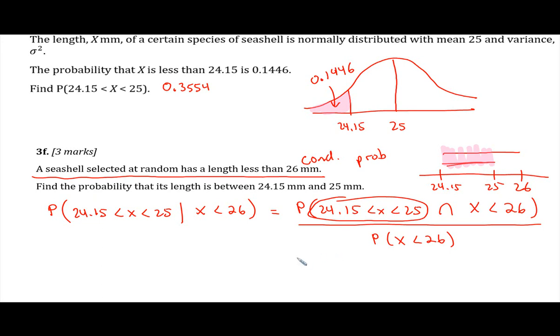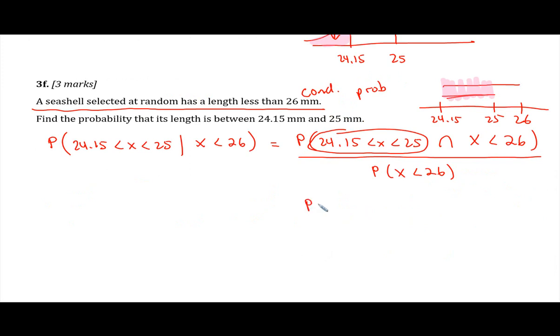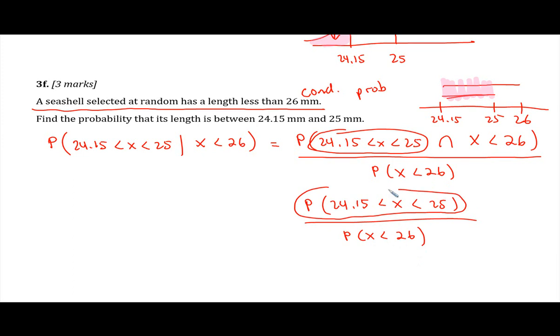So basically we have the probability of being between 24.15 and 25 in the numerator, divided by the probability x is less than 26. We actually already calculated the numerator previously, and we know the value of this. It's 0.3554. This was from part A in the question. If you've forgotten, go back and look at part A, or you can always calculate it again.